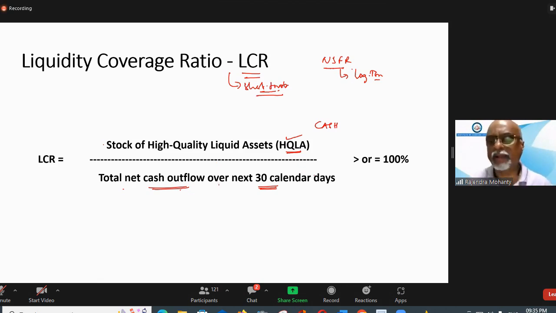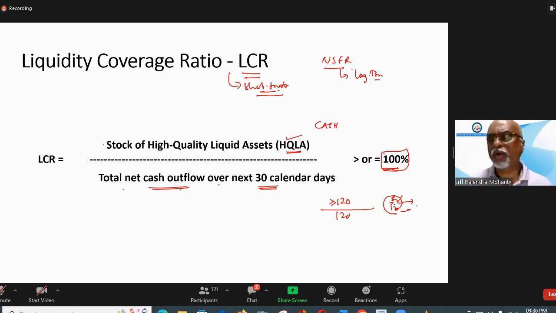The minimum LCR as prescribed by RBI is 100% or more. That means if your net cash outflow is, say, 120, then your stock of HQLA should be at least 120 or more, because you have to maintain a minimum of 100%. If you are maintaining more, that is also fine. Otherwise, what will happen? Suppose this is 80 and 120, that means in a 1 month period you have a crisis. So if you have a crisis, then definitely you have to go to the market to borrow.